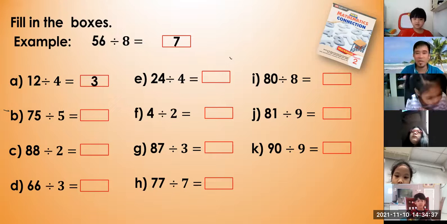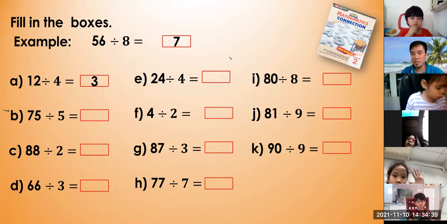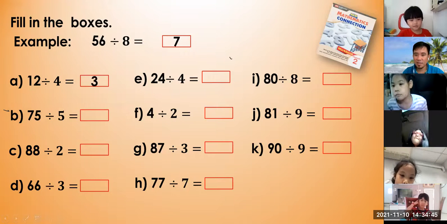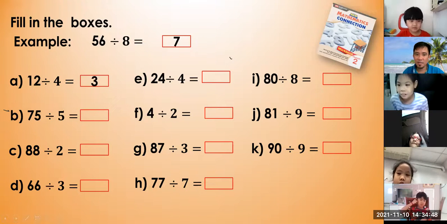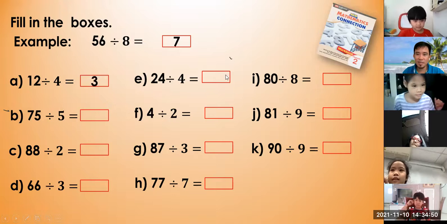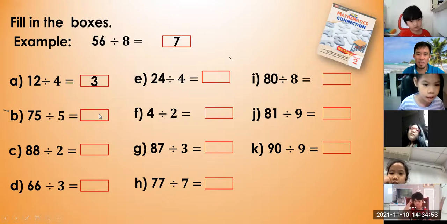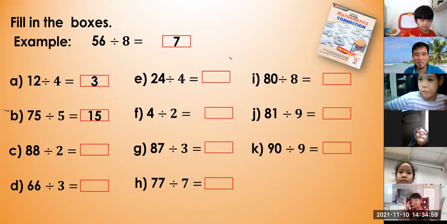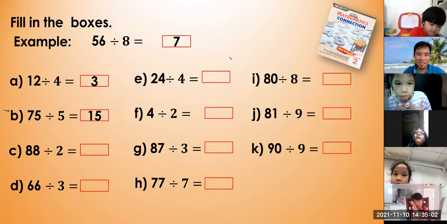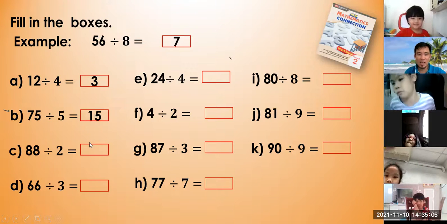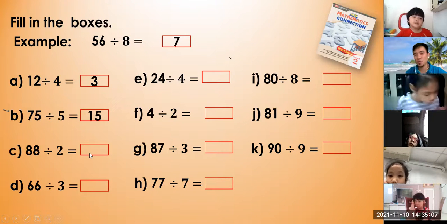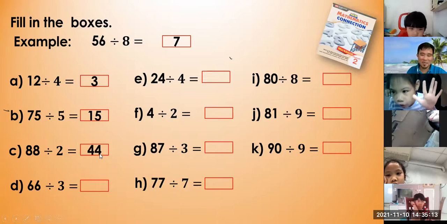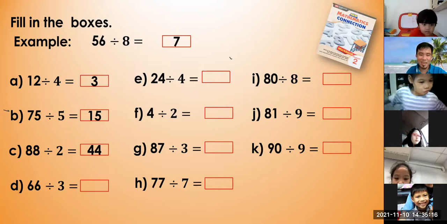Letter B. What's your answer? Anyone? Nawa? Baikal? Just tell us your answer. 15. 15 plus 15 plus 15 plus 15 plus 15 is equal to 75. So the answer here is 15. Letter C, 88 divided by 2. This one is very easy. 44. Okay.